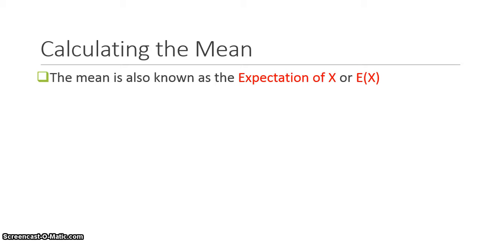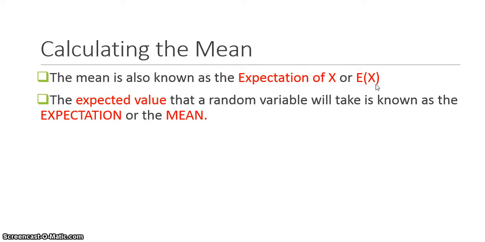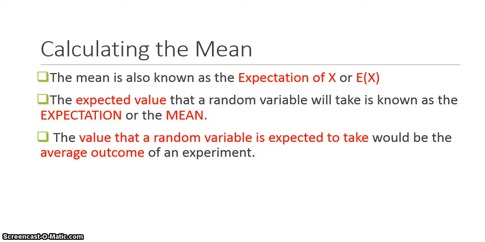First of all, calculating the mean. With a discrete probability distribution, the mean is also known as the expectation of x, or for short, E of x. The expected value that a random variable will take is known as the expectation, or the mean. The value that a random variable is expected to take would be the average outcome of an experiment.